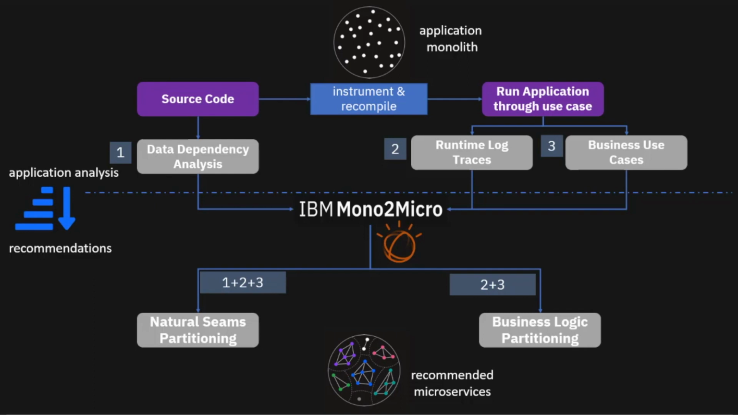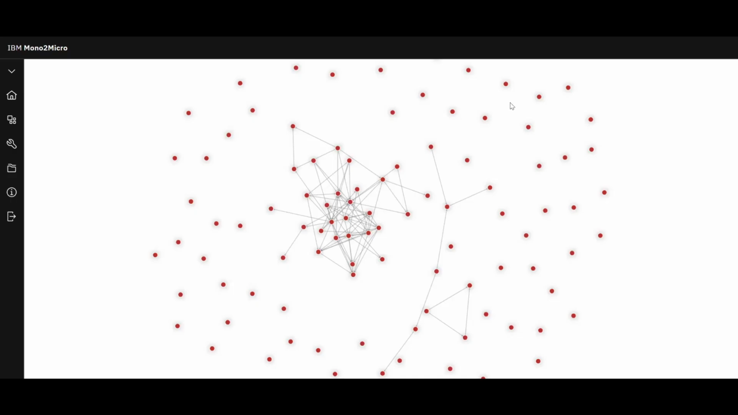So based on all of this data collection, we give you two sets of recommendations. One is the business logic partitioning, which is based on the runtime log traces and business use cases. And the other is the natural seams partitioning, which is based on the prior analysis and the data dependency analysis.